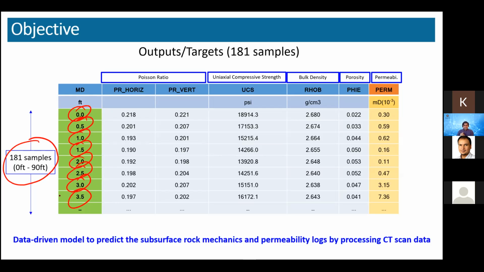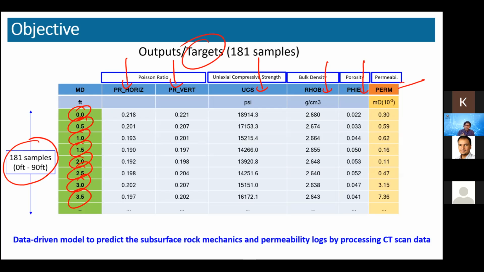And because of that, subsurface data, which is the target, has a lower resolution for our case. We have horizontal Poisson's ratio, vertical Poisson's ratio, uniaxial compressive strength, bulk density, and porosity. This is effective porosity.